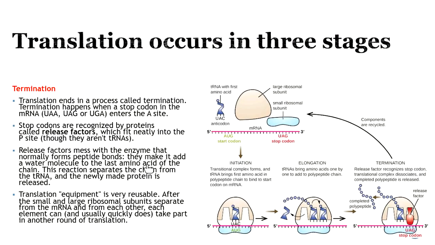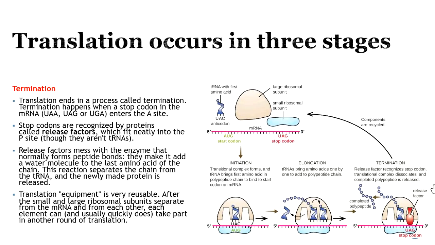And then termination is quite simple. I think it's one of the easiest ones. Remember, we have those stop codons. We're going to keep going and scanning through and adding the appropriate amino acids until we get to a stop codon. Now the stop codon doesn't actually code for an amino acid. It codes for what we call release factors.